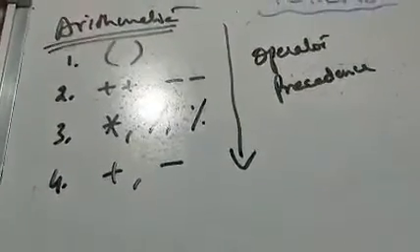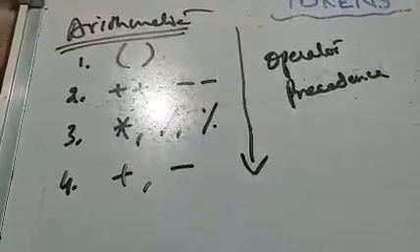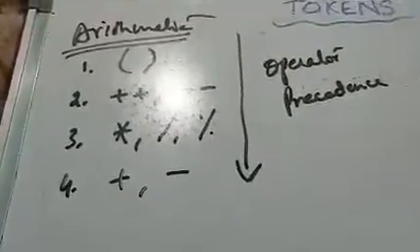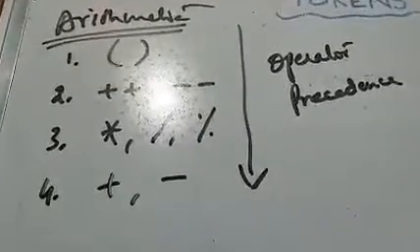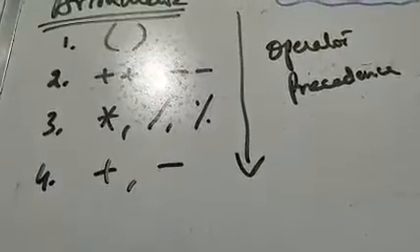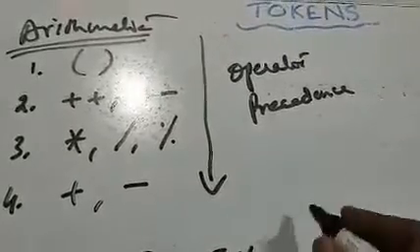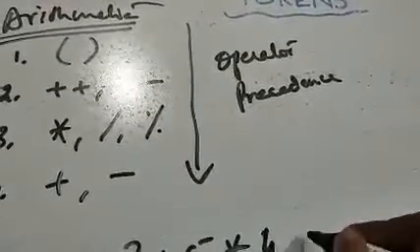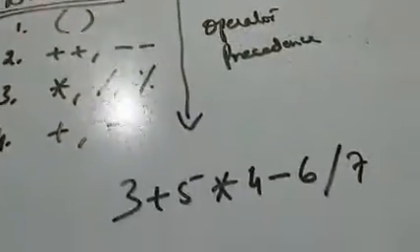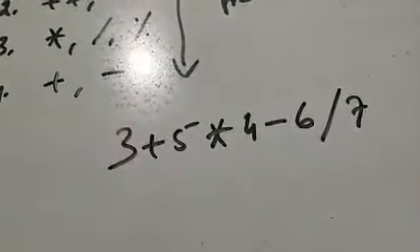So the first arithmetic operator to be used is bracket, then followed by increment and decrement. Then we have multiplication, division, and the remainder operator. Then we have plus and minus. So let's understand the concept here. Like for example, I'll give you 3 plus 5 into 4 minus 6 divided by 7. Remember, these are all whole numbers, so whole numbers will always result in whole numbers.